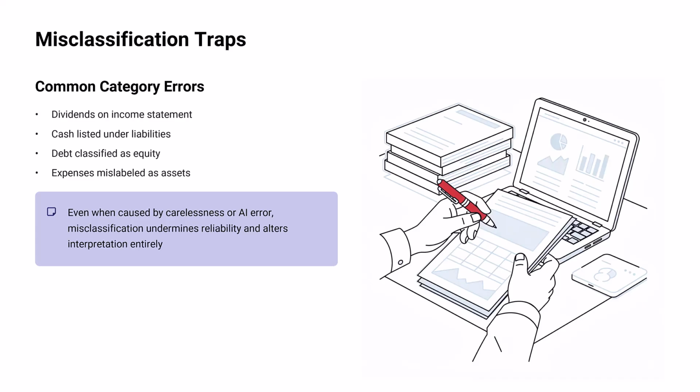Distinguishing assets from liabilities, revenues from gains, or operating expenses from financing activities is fundamental to accurate analysis. You must look not only at what is included, but where it appears. The location matters just as much as the number itself.